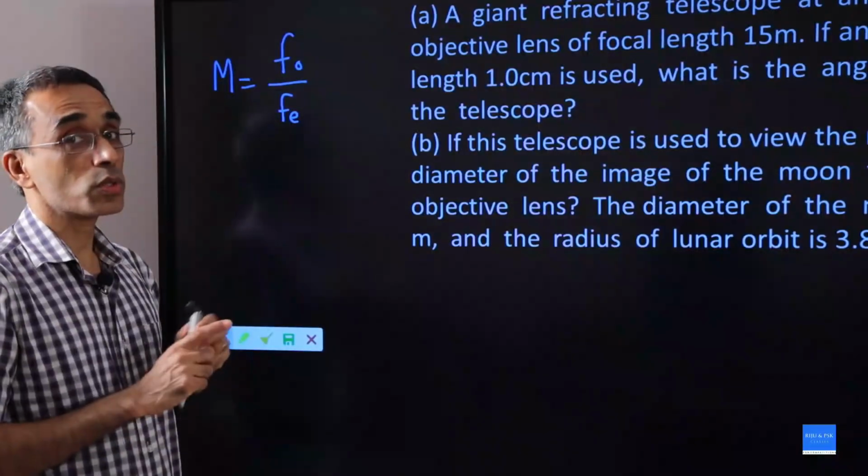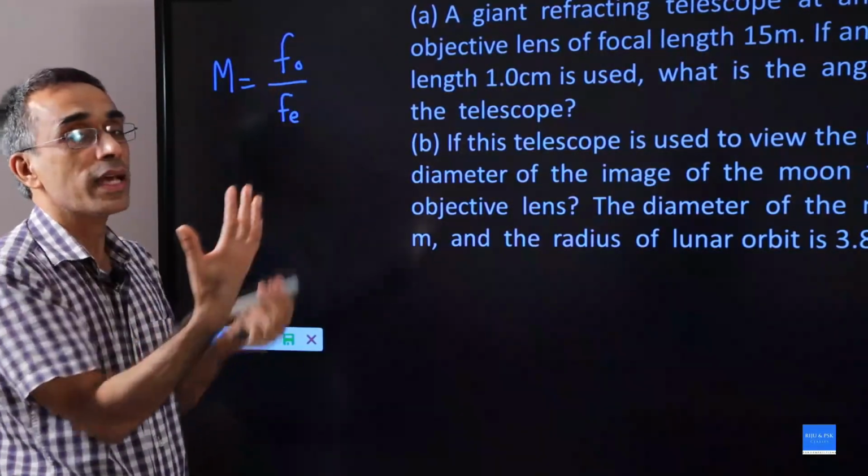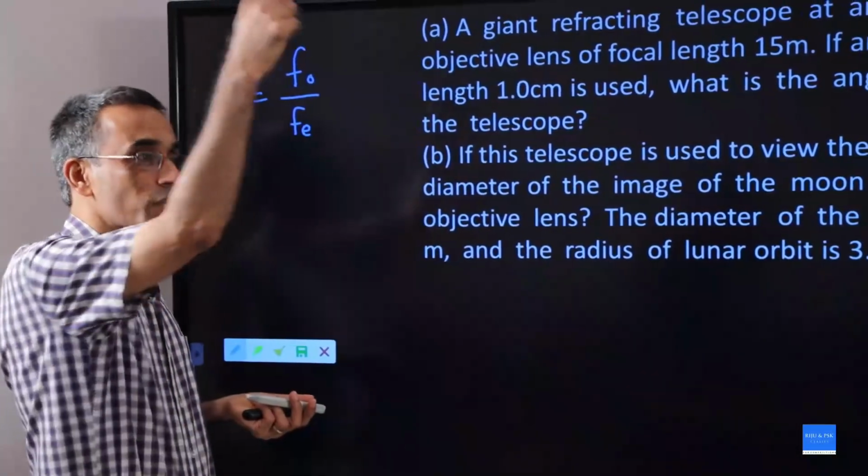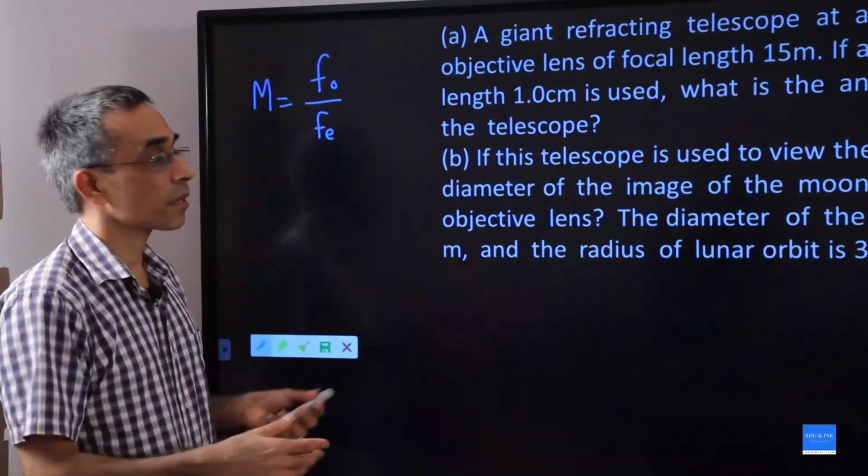And the objective also has one more property: it should have large light gathering capacity. So the lens should have a large diameter, and the aperture must be high.